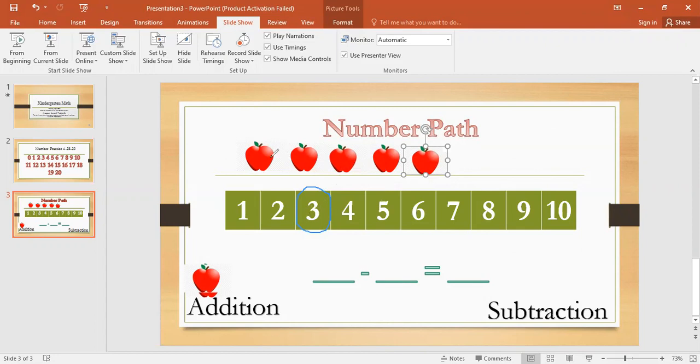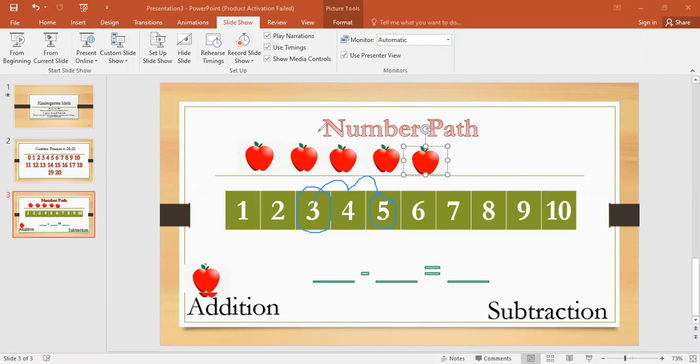We started at 3 apples and we added 2 apples to our bunch. So we added 1, 2. So what number did we go to? We have 5 apples altogether, and we can check that by counting our apples up here. So go ahead and count with me how many apples we have. 1, 2, 3, 4, 5.